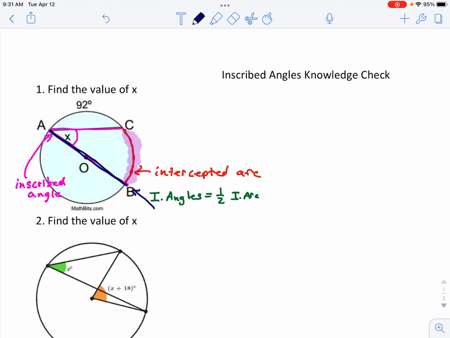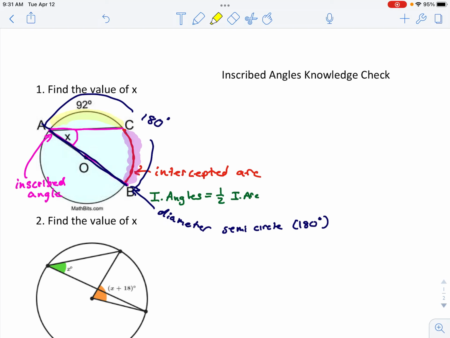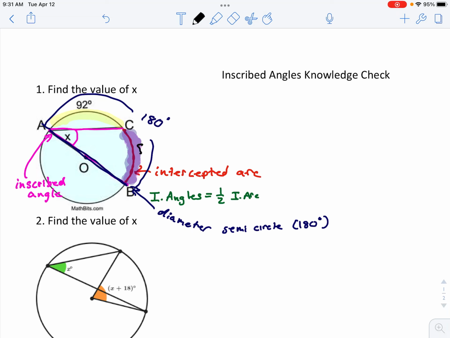This is a diameter. So it makes a semicircle, and we know semicircles are 180 degrees. All right, so it means from here to here is, boom, 180 degrees. So since this is 92, that means the portion we wanted to find, this portion right here, is 180 minus 92. So this would have to be 88 degrees.